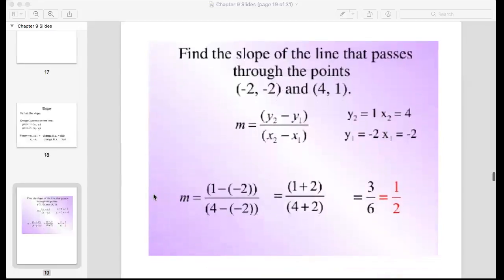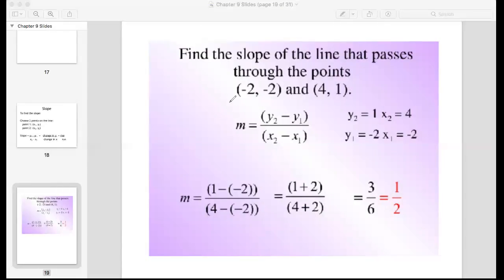All right, so here's an example for finding slope. We want to find the slope of the line that passes through the points (-2, -2) and (4, 1). Now what I always do when I do these is I label them. I usually do this right below it: x1, y1, and then x2, y2.